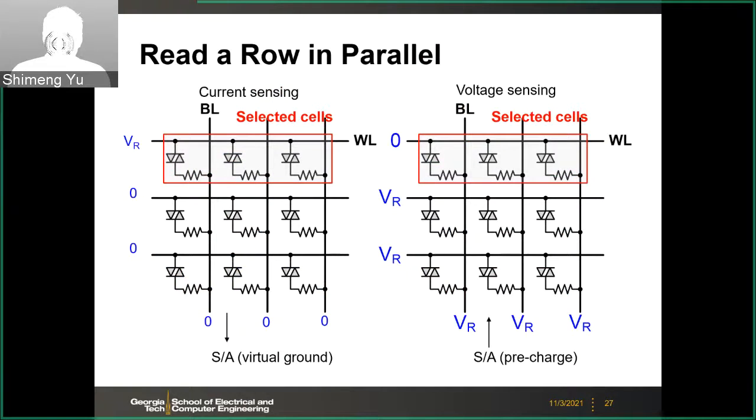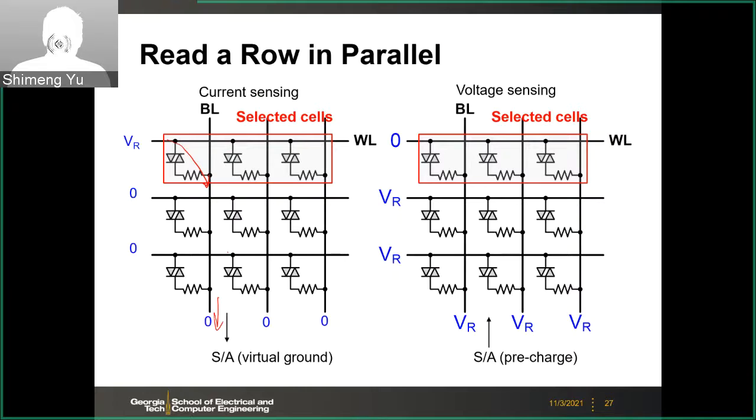And then for the read, you can read the cells along the same word line in parallel. And there are two kinds of sensing methods. One is current sensing, the other is voltage sensing. So for current sensing, what you can do is to apply the read voltage on the selected word line, and then you ground all the other unselected word lines and also the bit lines. So in this case, you have the read current flow this way.